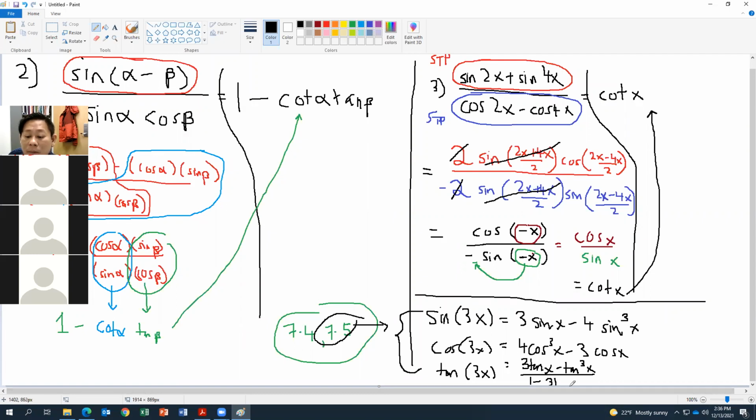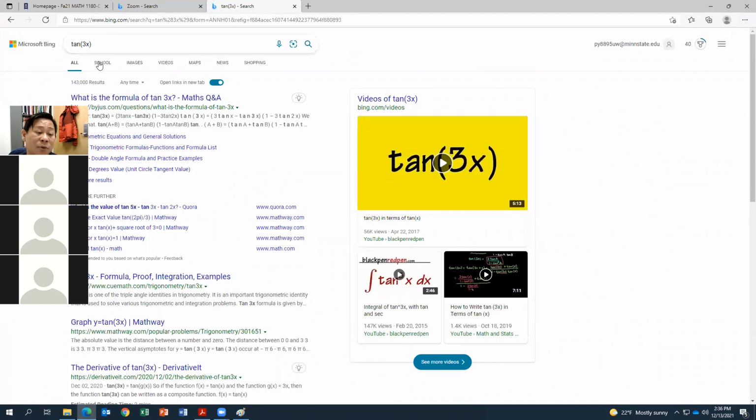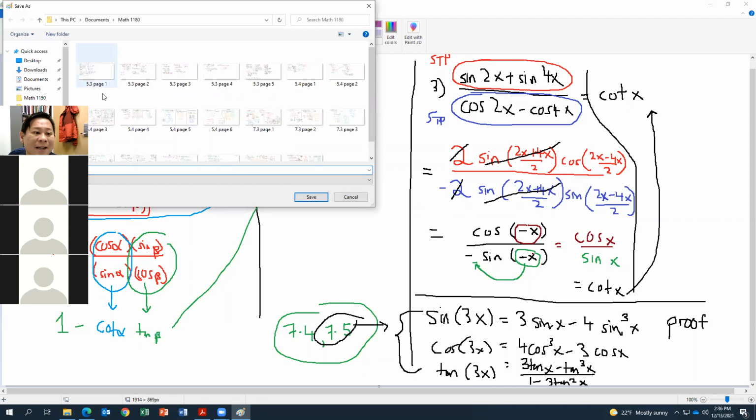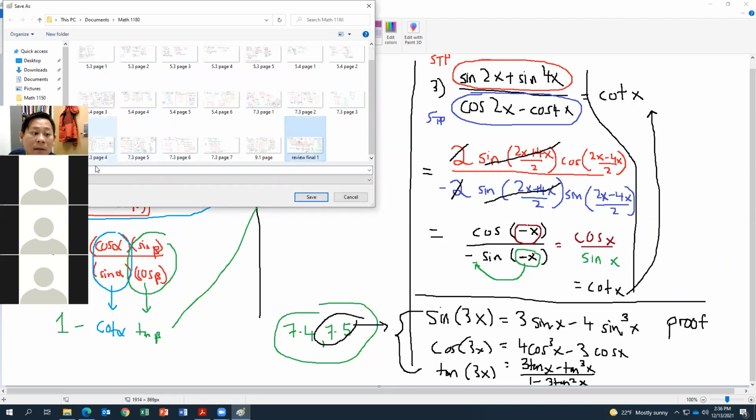So please watch this, because in your finals you also get something like this to prove. It's very easy, you just type tangent 3x or sine 3x or cosine 3x in your search, and you're able to figure out what they want you to prove. I'm not asking you to put this on a piece of paper, but you need to know how to prove this. This is the main part of it. We did this already, so make sure you check it again.